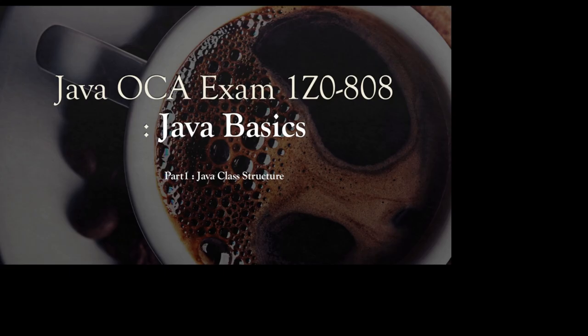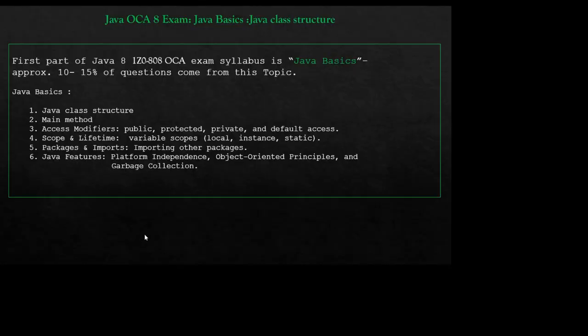We are moving to the second slide. The first part of the Java 8 OCA exam syllabus is Java Basics. Approximately 10 to 15% of questions in the OCA exam come from here, and it covers various things. One is Java class structure, second is the main method, then we have access modifiers, that is public, protected, private, default access, etc. Then scope and lifetime of variables, and what kind of variables those are: local, instance, static, etc. Then we have packages and imports.